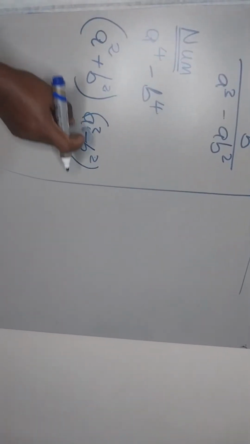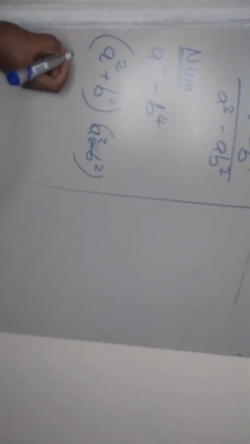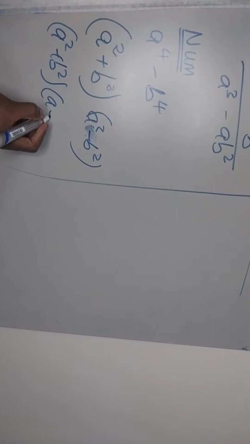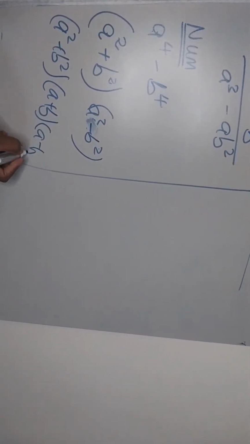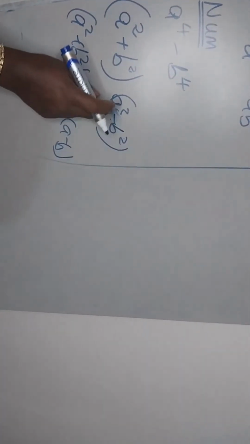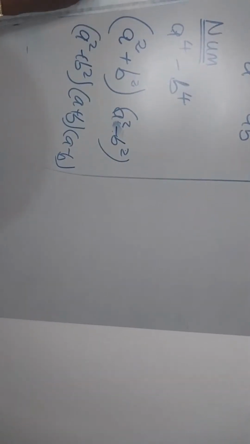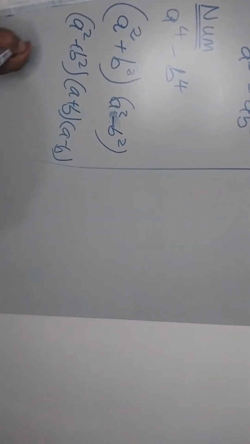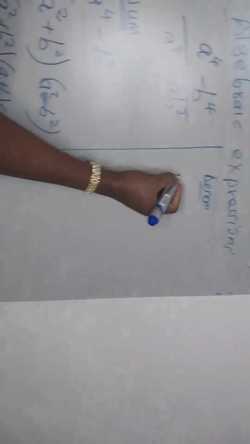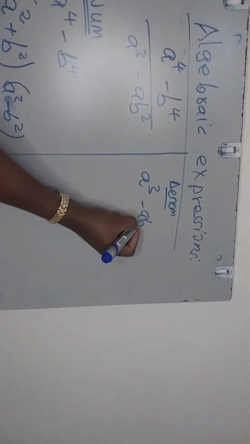And we know a squared minus b squared is the same as a squared plus b squared into a plus b, a minus b. Square root of a squared is a. Square root of b squared is b. So I hope you have gotten the reason why I have broken it. Okay. The other one, the denominator, says a cubed minus ab squared.